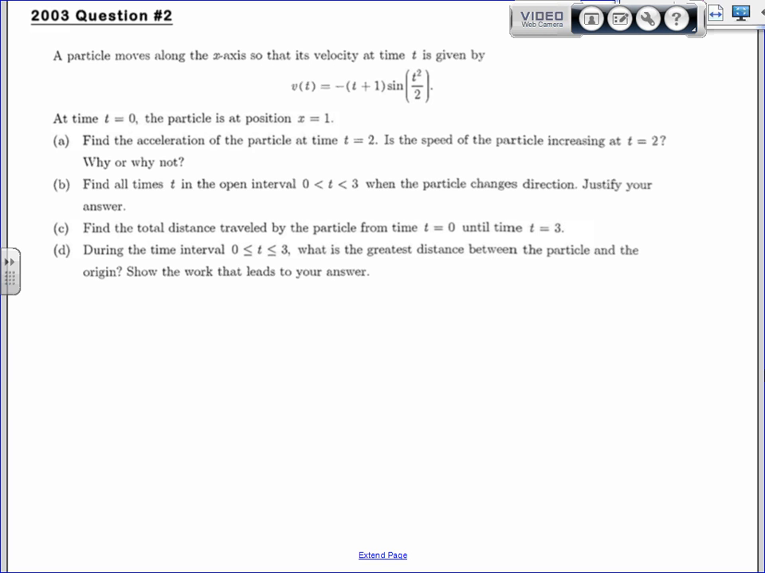Okay, so it says at time 0, the particle is at position x equals 1. That is always very important. That is your initial condition. So that usually means there's going to be some kind of differential equation where you're going to have to find a c using that initial condition. Okay. So it says find the acceleration of the particle at time 2.